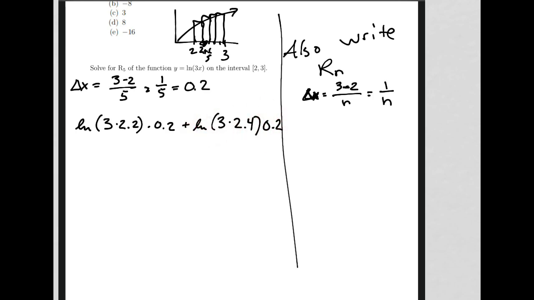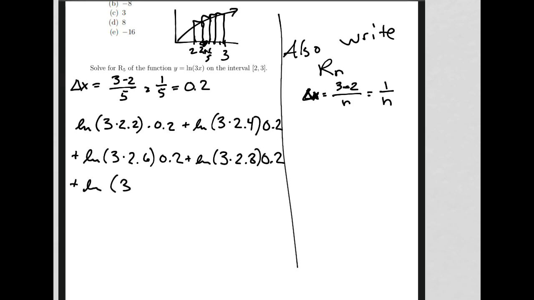And then we just keep on doing this. So plus natural log of 3 times 2.6 times 0.2 plus natural log of 3 times 2.8 times 0.2 plus natural log of 3 times 3 times 0.2. And so this is how you would solve just an R5.